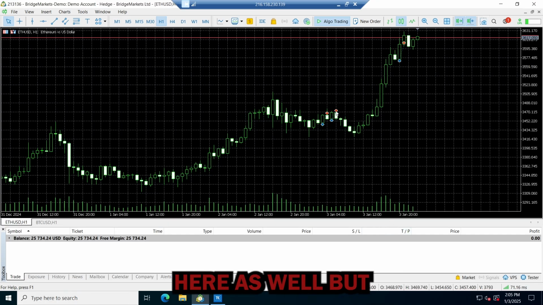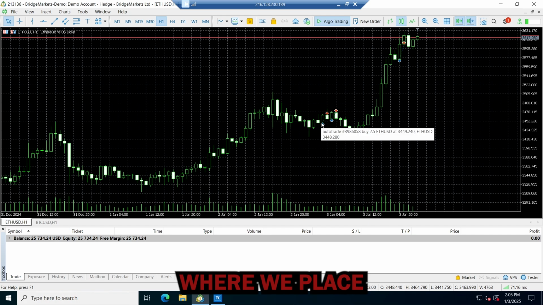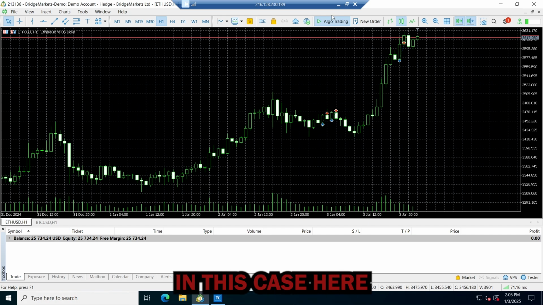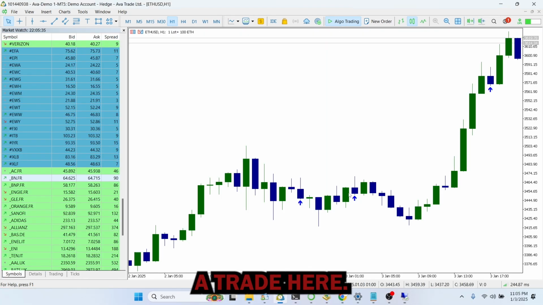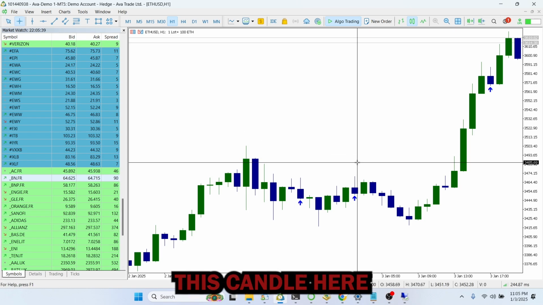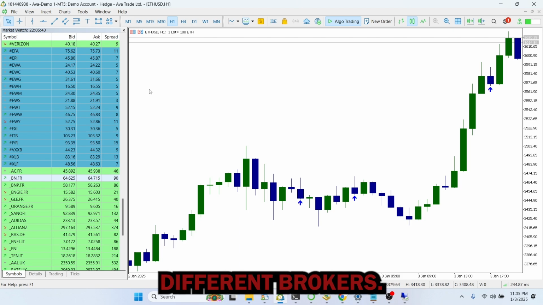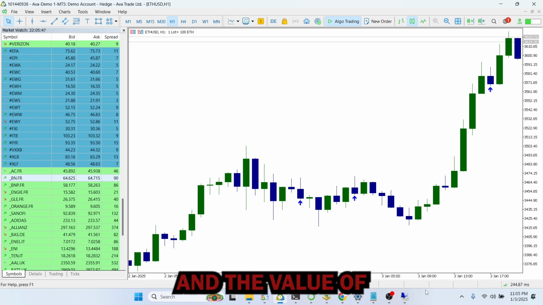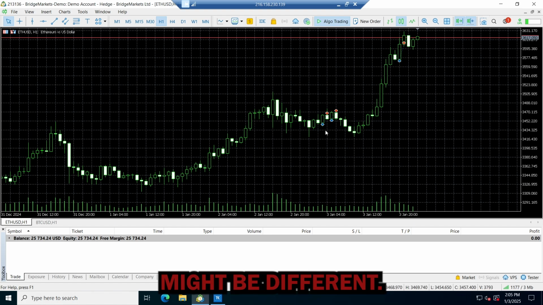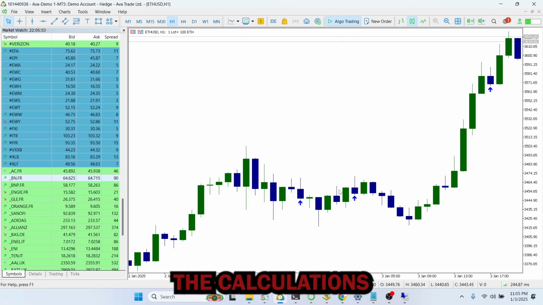We placed a trade here, but as you can see, in this case here we did not place a trade. Now if you look at this candle and this candle here, you can see that they are very similar, but obviously these are different brokers, so the value of this low and the value of this low here might be different. That's what could cause a scenario whereby the calculations resulted in different results.